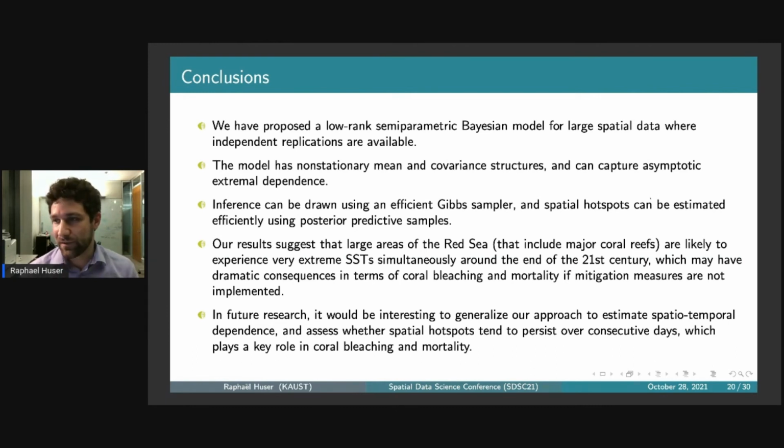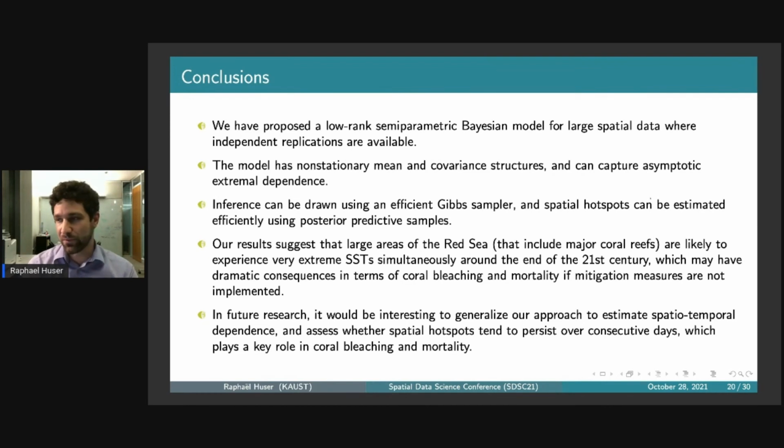And the results suggest that very large areas of the Red Sea that include very important coral reefs are likely to experience very extreme sea surface temperatures simultaneously around the end of the 21st century. And this may have very dramatic consequences in terms of coral bleaching and mortality if mitigation measures are not implemented.